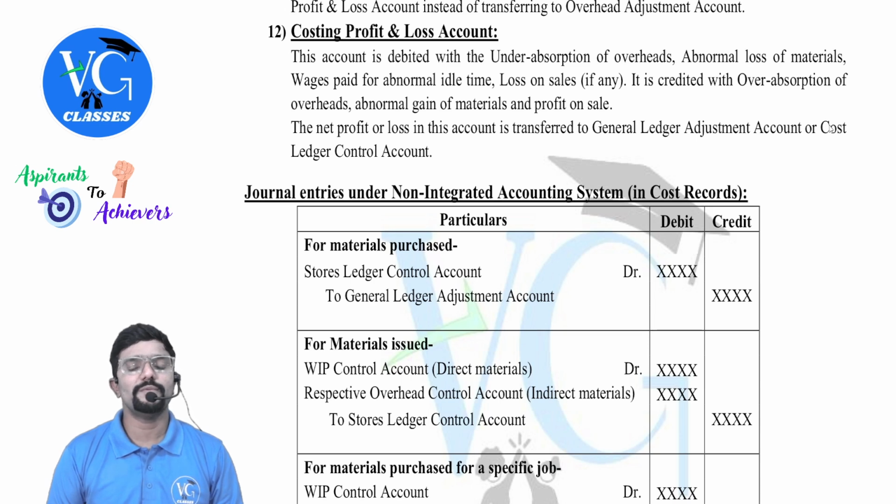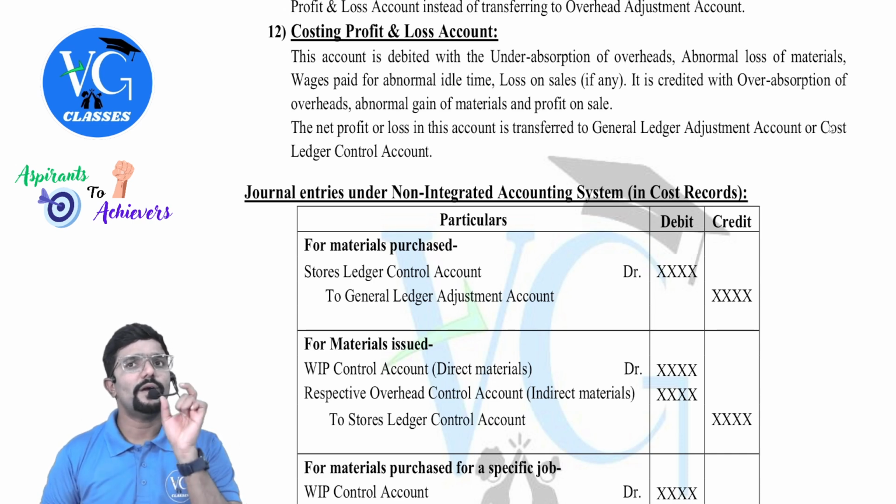Coming to costing P&L account, this account is debited with under absorption of overheads, abnormal loss of materials, wages paid for abnormal idle time, and loss on sale if any. That is gross loss. It is credited with over absorption of overheads, abnormal gain of materials, and profit on sale. The net profit or loss in this account is transferred to general ledger adjustment account or cost ledger control account.